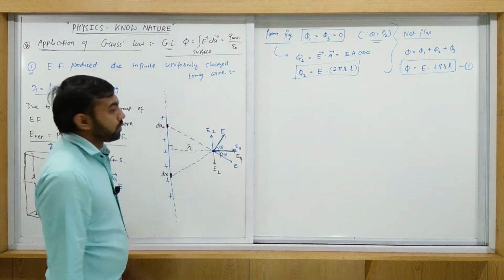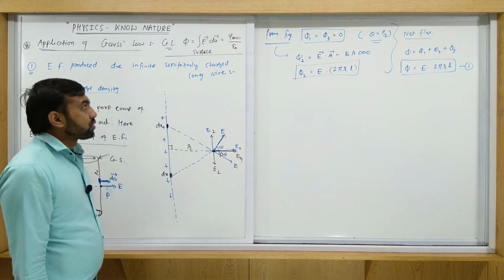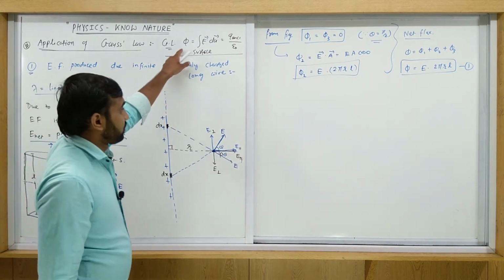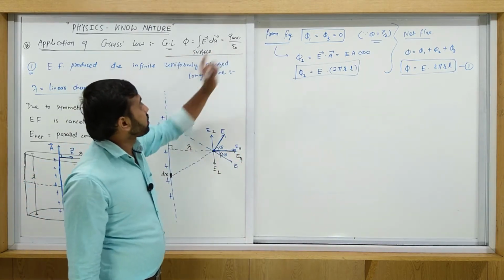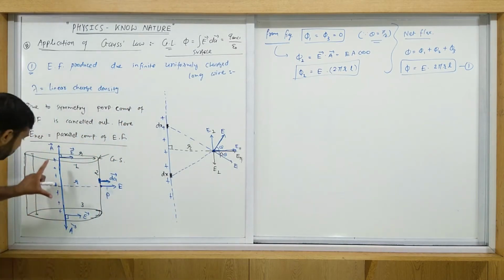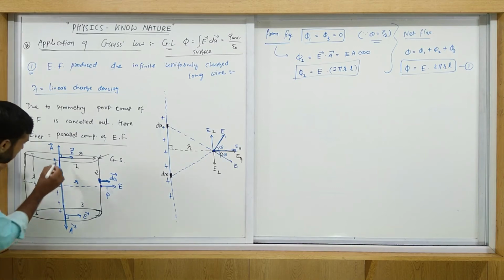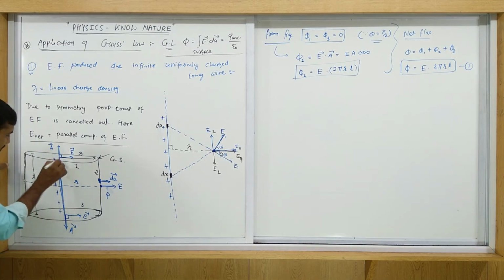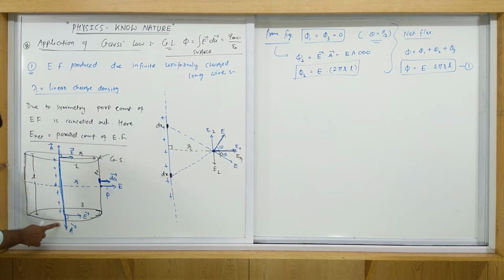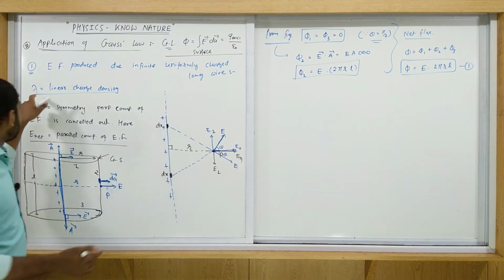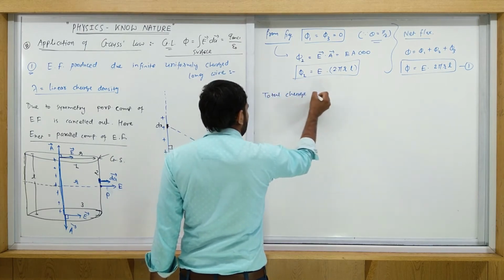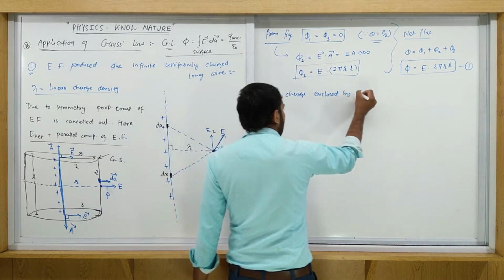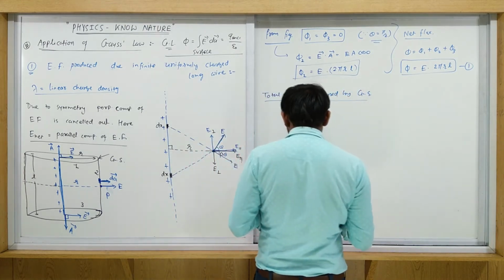Now use this law: integration E dot dA is equal to Q enclosed upon epsilon naught. What is phi here? Phi is equal to E into 2 pi RL, as we discussed. Now it is equal to Q enclosed upon epsilon naught. Now we have to find the Q enclosed within this surface. Only this much of charge is inside; this charge and this charge are outside. So we have to find the total charge enclosed by the Gaussian surface.